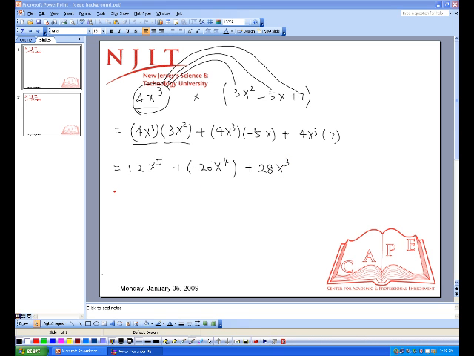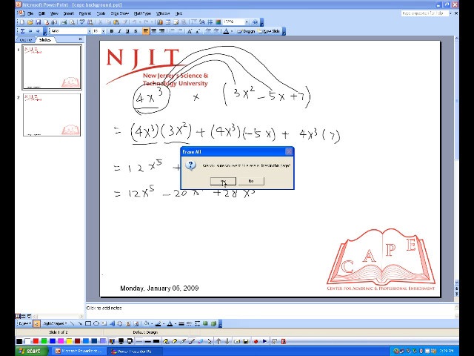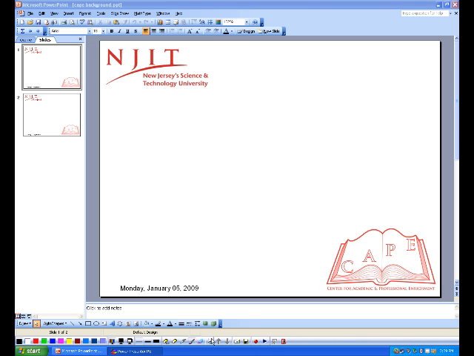Okay, so this gives you 12x to the 5th minus 20x to the 4th plus 28x cubed. And that's your final answer. Okay, so let's look at a slightly more complex example. So now both polynomials are complicated, so they have more than one term.